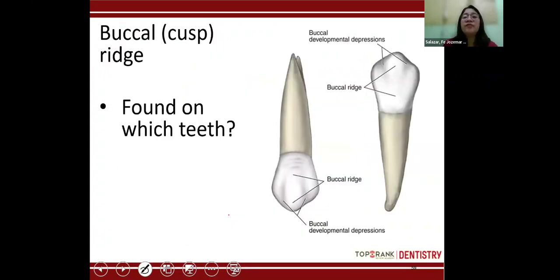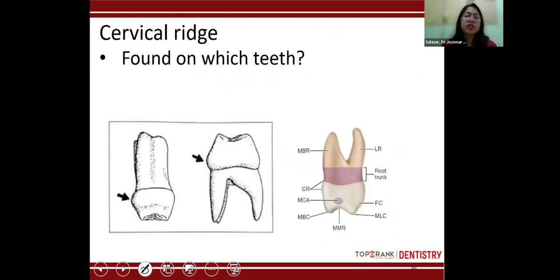Then you have the buccal ridge. Ano namang ngipin ang may buccal ridge? What teeth would have buccal ridges? Premolars. Maxillary, mandibular, first and second. Lahat ng premolars meron. But it is more prominent on the first than on the second premolar. It's like a labial ridge. It runs cervico-occlusally. Okay, so that's a buccal ridge.